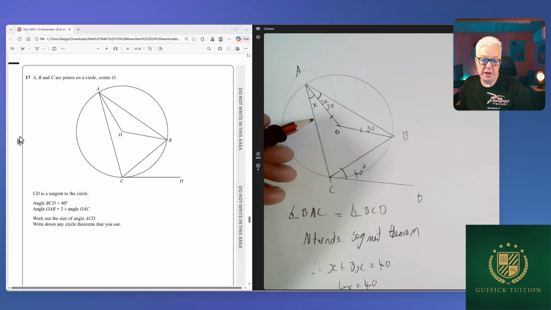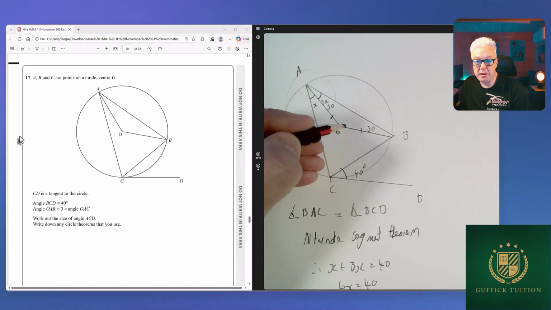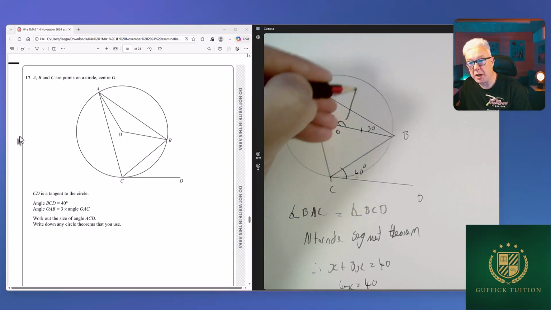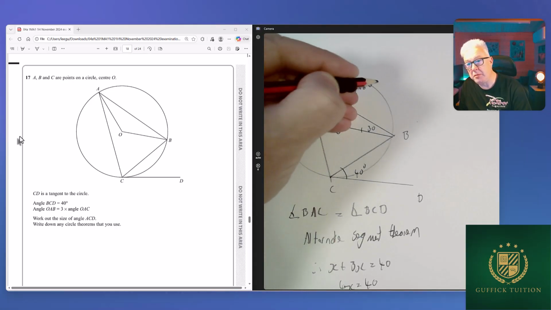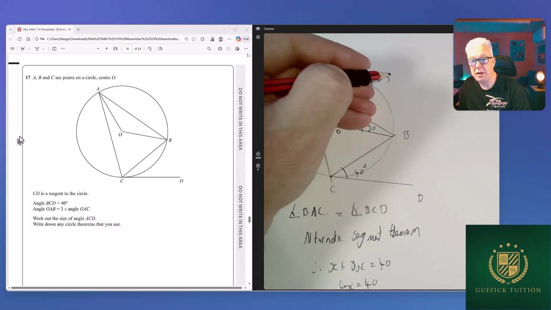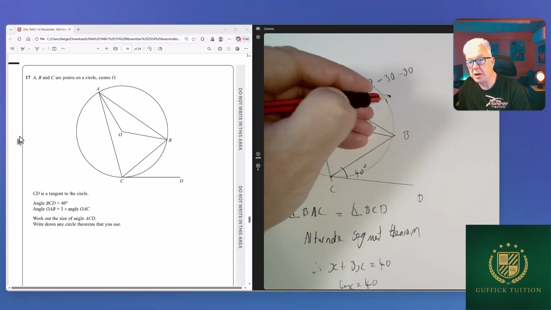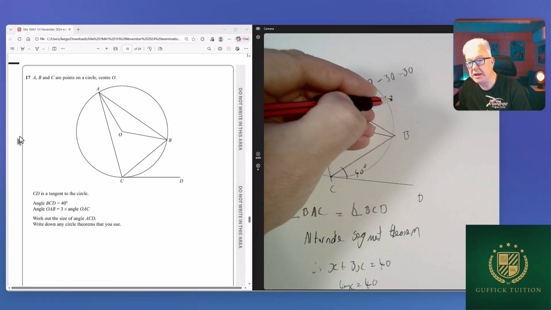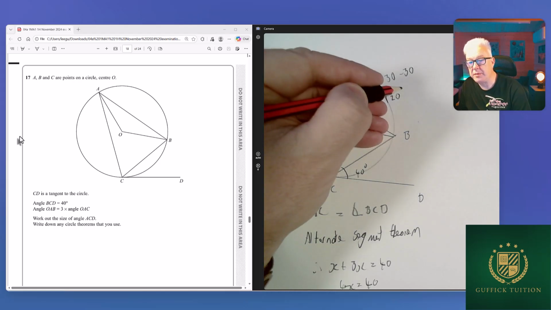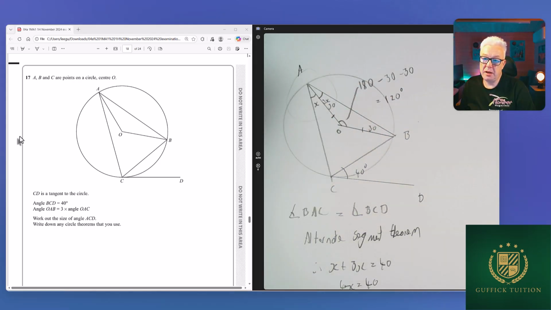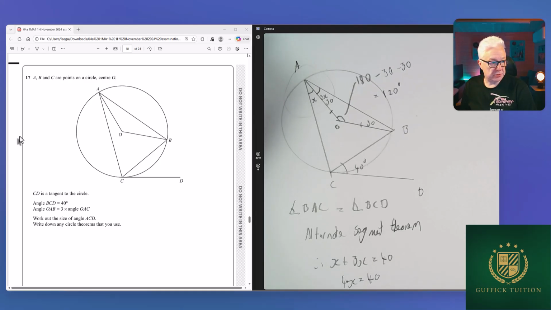So now we know that this angle here is going to be 180 minus 30 minus 30. So it's going to equal 120, because that's going to be 60 add 120 is 180. So that's fine. So we've now worked that out.